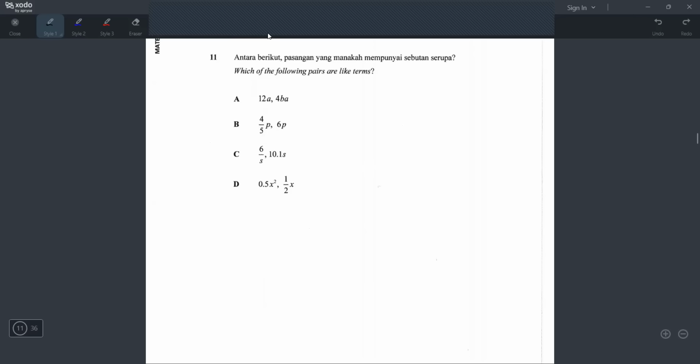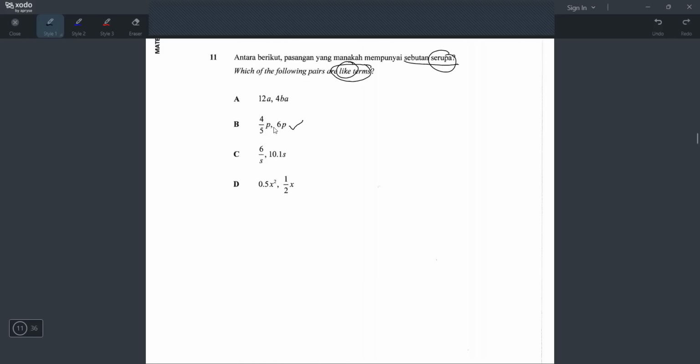Okay, number 11. Which of the following pairs are like terms? Yang manakah mempunyai sebutan serupa? What is serupa? What is like terms? It means these two terms have the same variable, or you can say same unknown. So if we look at this, this is 12A, 4BA. So these are not like terms. B, 4, 5P, 6P. Yep, this is like terms because they have the same unknown, same variable.